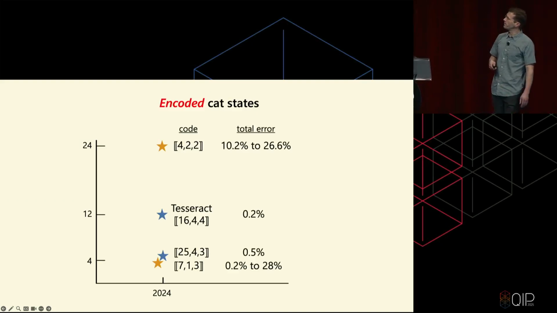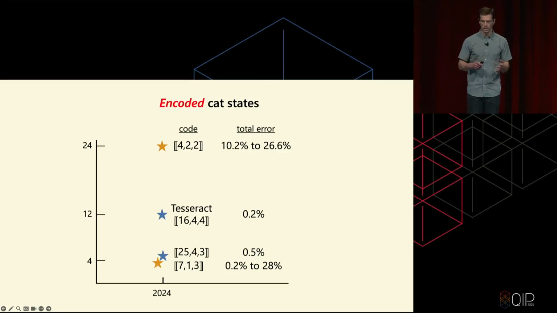A second thing that's different between these results is the error rates. For our result, they range from 10% to 27%. For the tesseract code, it is around 0.2%. Different error rates for these different results.